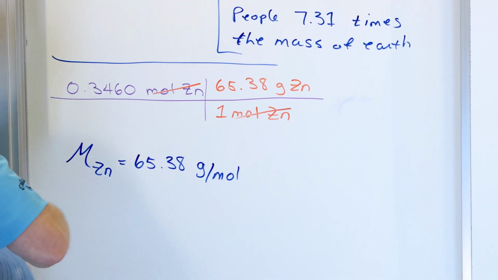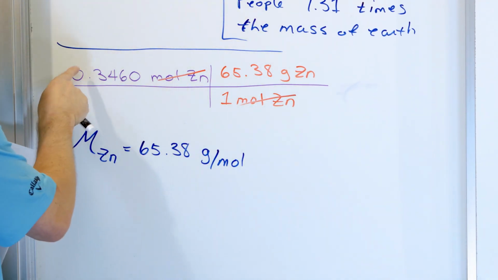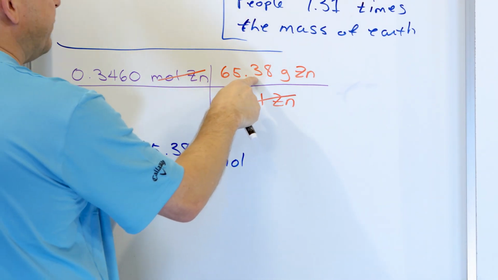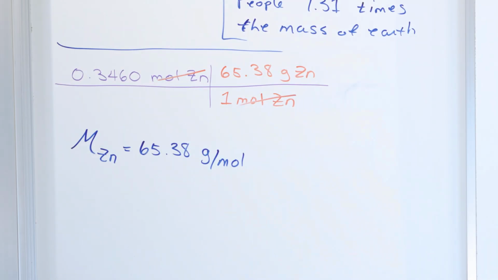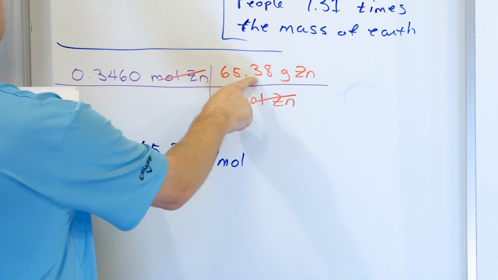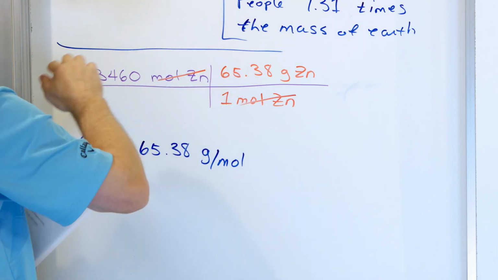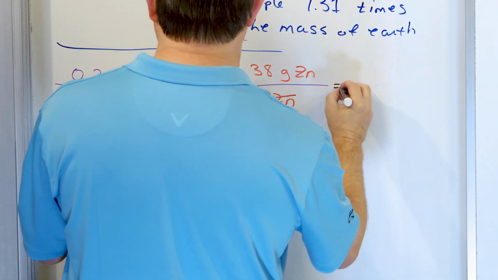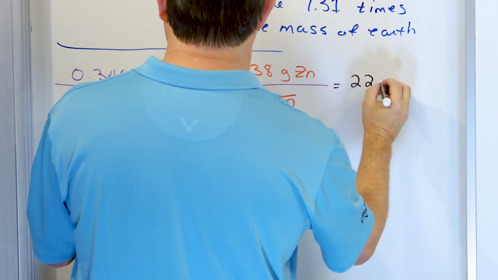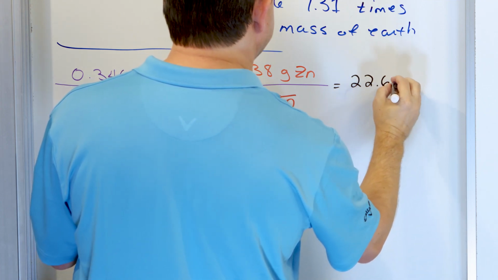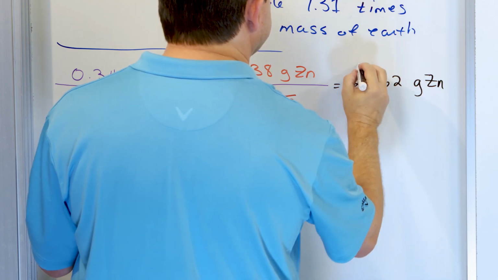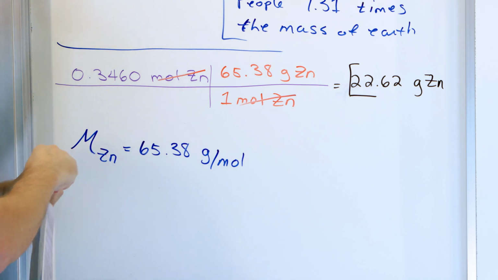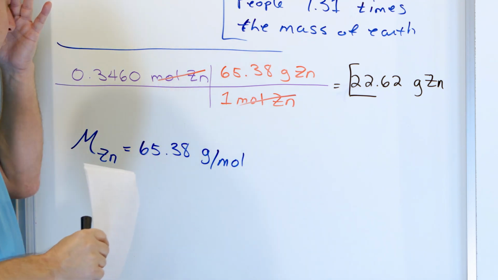So I'm going to take 0.3460, multiply by this number, and then divide by 1. So when you take 0.3460 and multiply by 65.38, what you're going to get is 22.62, and the unit left over is grams of zinc. 22.62 grams of zinc.